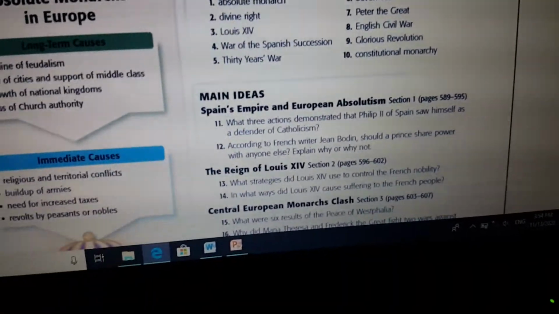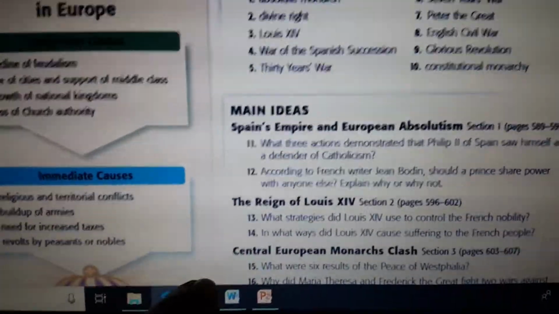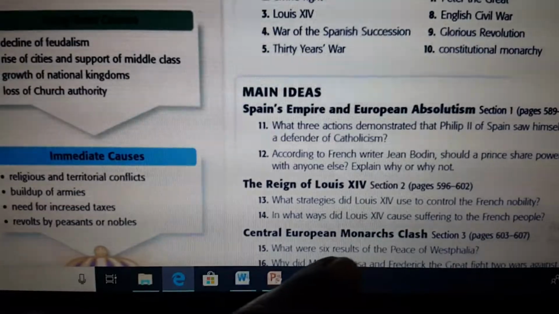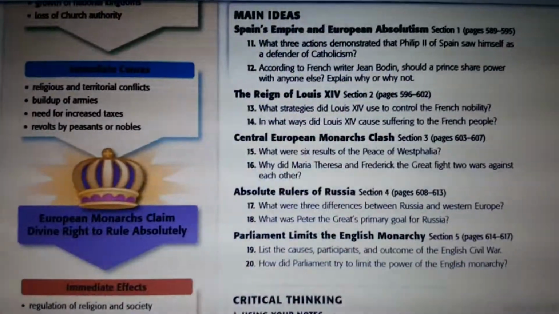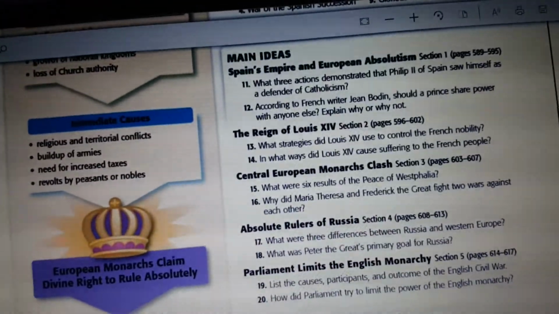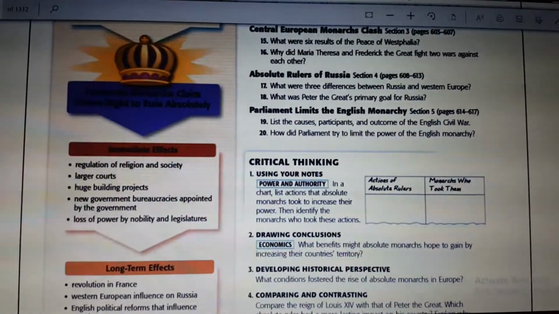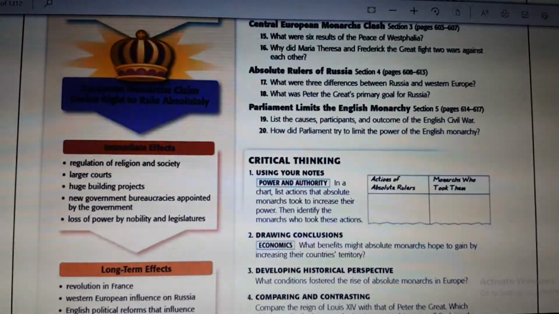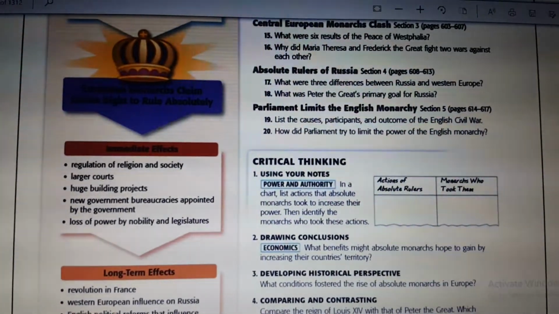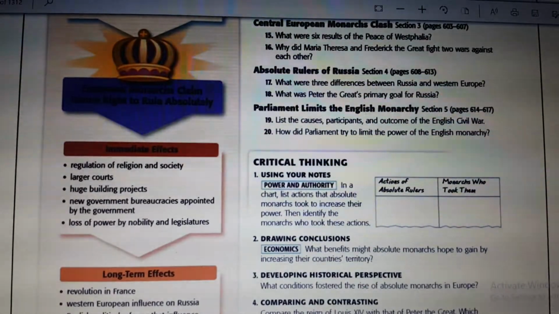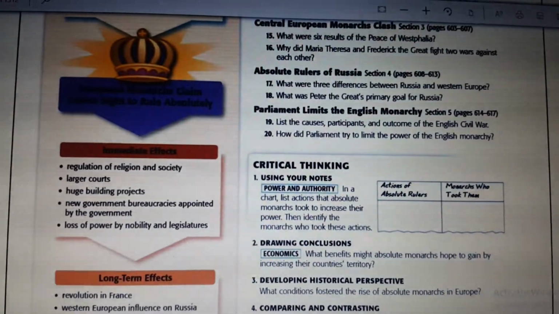The next section, Central European Monarchs Clash, Section 3, pages 603 to 607. Number 15, what were six results of the Peace of Westphalia? And number 16, why did Maria Theresa and Frederick the Great fight two wars against each other?